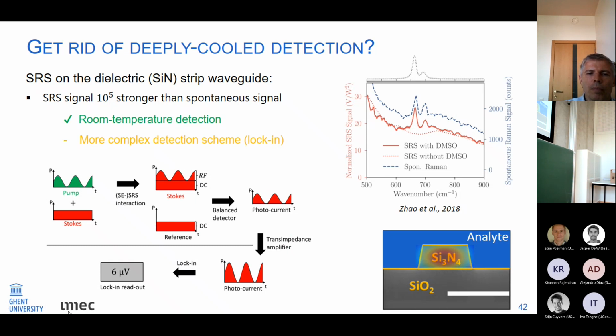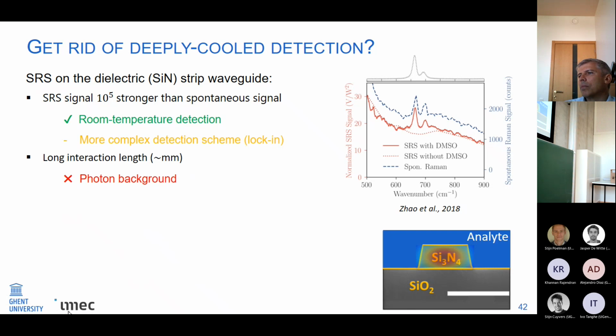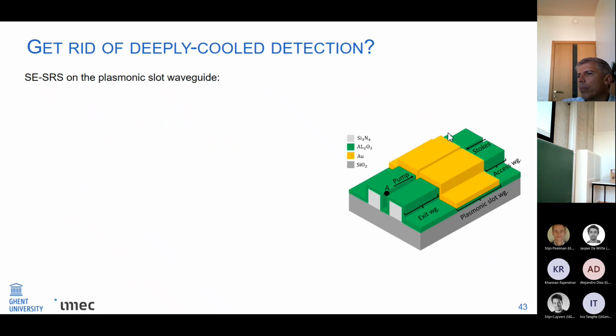This is a more complex detection scheme, but you do get rid of your typical spectrometers, which are difficult to integrate. In this case, you also use the dielectric strip waveguide, which has a length of a couple of millimeters to a centimeter. You can have the issue of this photon background. There are the peaks here, but you also see there's still the presence of this photon background, and we know we can further reduce that by making use of these plasmonic slots. And that's what I explored in my thesis.